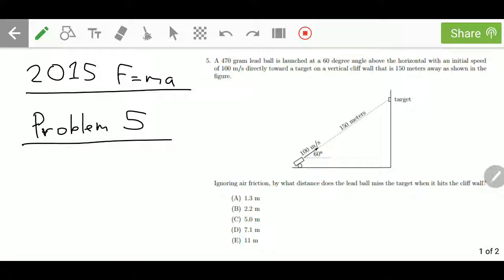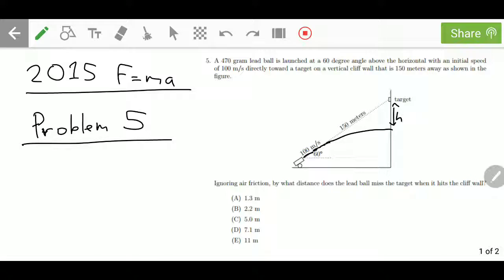So, one thing we can immediately notice is that this is a projectile motion problem and we're given information such as the initial speed of the ball, so we can completely ignore the mass. 470 grams does not matter at all. This ball is being launched straight toward the target, and if there were no gravity it would hit the target, but because there is gravity it goes in a parabolic arc instead of a straight line and misses by some distance h, and that is what we want to find.